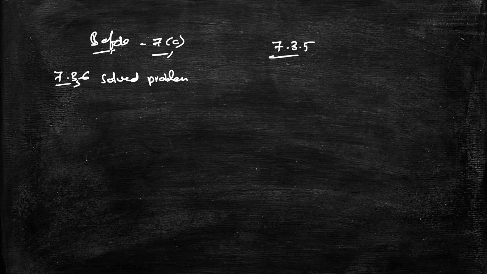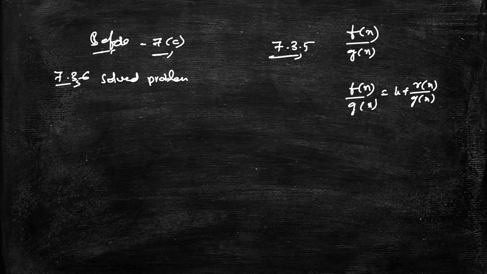After that, do one more thing. 7.3.5 is also there. This is the theorem on partial fractions: if f of x divided by g of x is given, then you will find f of x by g of x is equal to k plus r of x divided by g of x. Here k is a constant number, like 1, 2, 3. We have to take this type of question and solve it in the 7C exercise.